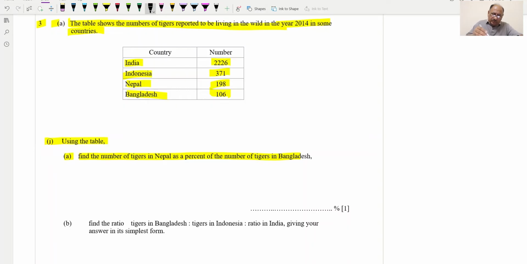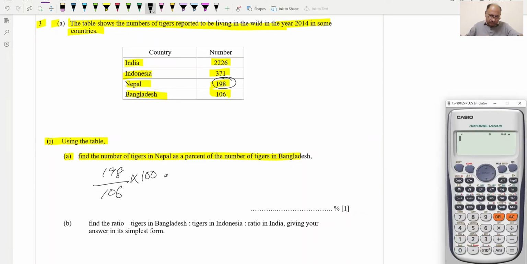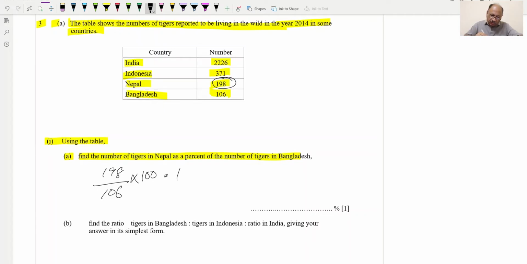So Nepal is 198. So 198 divided by Bangladesh, which is 106, and multiply by 100, and this is what we are required to do. This is mere calculation with the help of a calculator, which is 186.79, and this will be rounded to 187. So 187%. This is what we have.